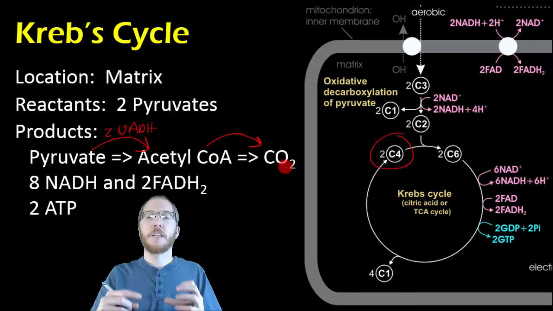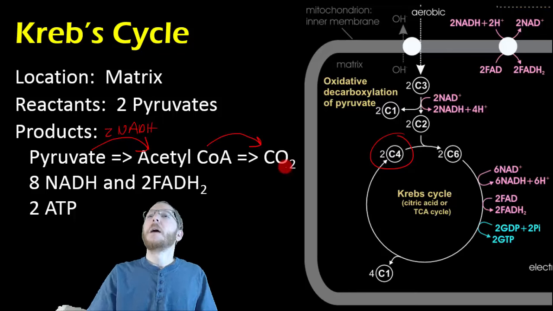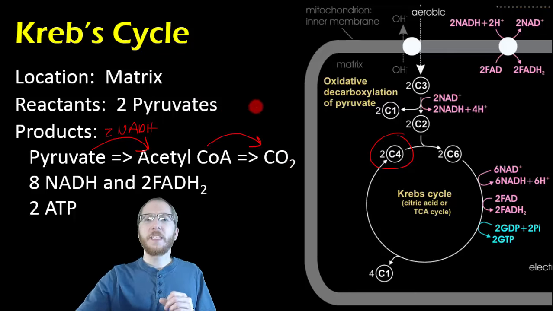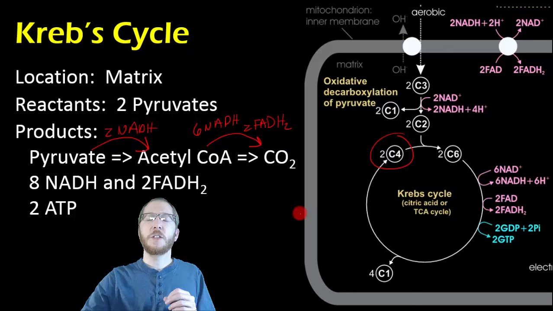We've broken our sugar down into CO2, which we can then exhale as a waste product. Now in the process of this acetyl-CoA to CO2 conversion though, the Krebs cycle, we're going to make 6 NADHs and 2 FADH2s. These are also electron carriers, right? Just like we talked about before.